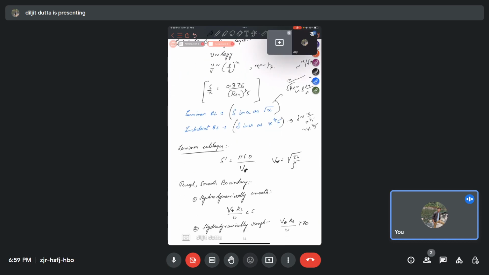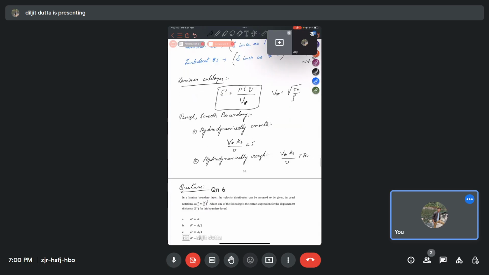Now coming to the last parameter, the laminar sublayer. In the laminar sublayer, we have assumed that the velocity distribution is almost linear. The thickness of the laminar sublayer is given as 11.6 nu by v star, where v star is root of tau naught by rho, also called the shear velocity. Now there are two types of boundary often encountered in fluid mechanics: the hydrodynamically smooth boundary and the hydrodynamically rough boundary.